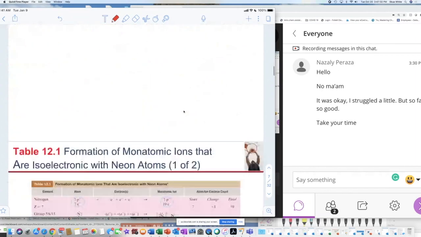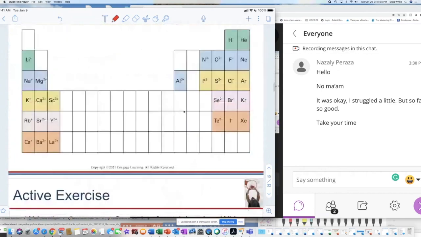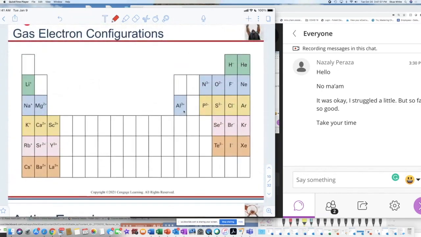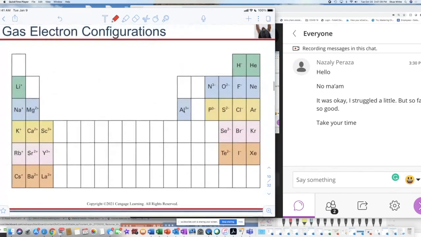Let me scroll and show you, since I have the learning tool right here. This is a summary of the periodic table showing you ions based on the group number. This is going to be 1A. This is going to be 2A. Remember, we have done quantum.